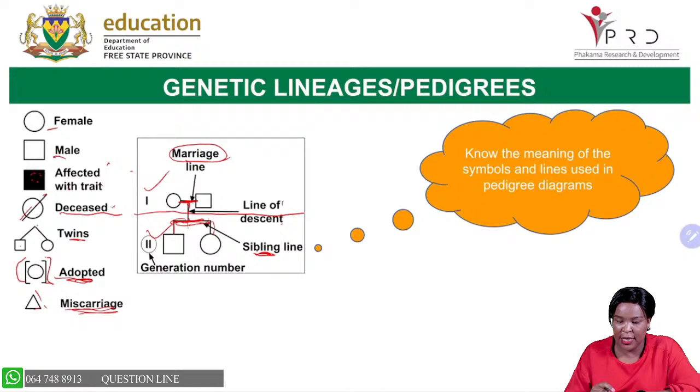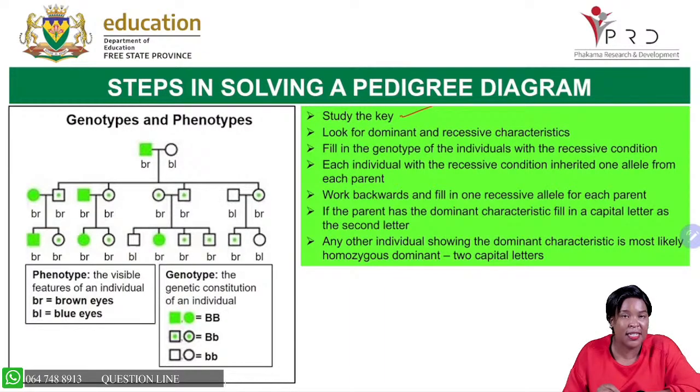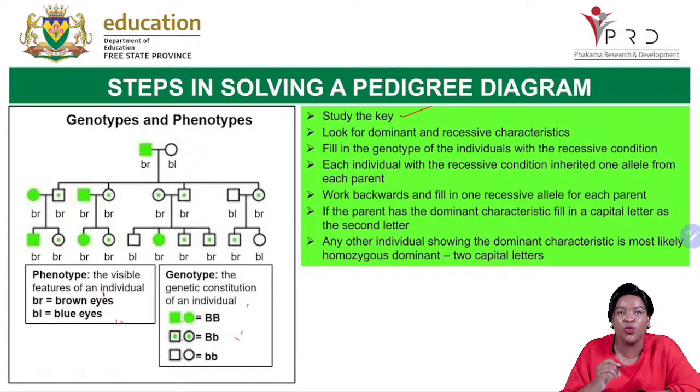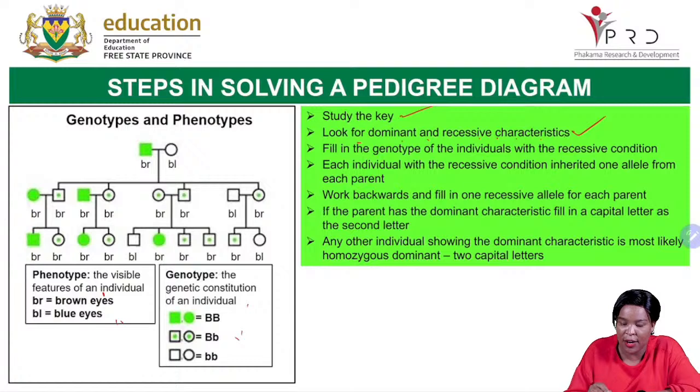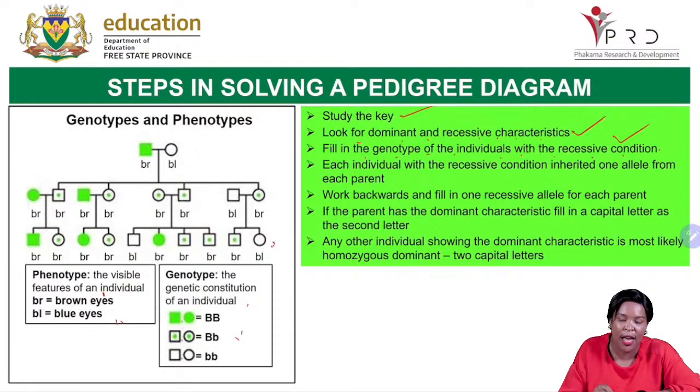How do you solve a pedigree? Study the key. First thing, what are you given here? You read that, because it will give you information. Look for the dominant and the recessive characteristics. While you are reading, look at what they are saying is the dominant one, what is the recessive one. Fill in the genotype of the individuals with the recessive condition. When you see that this one has the condition, go and fill in all the small letters.